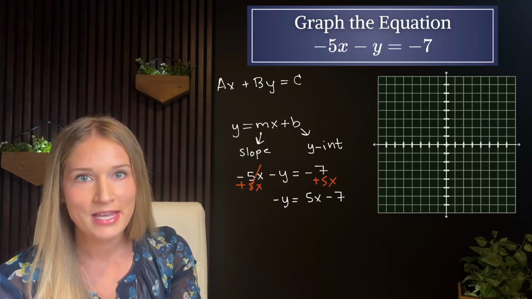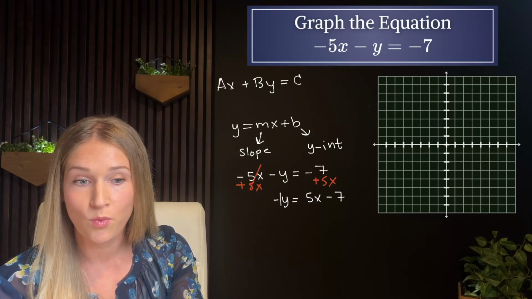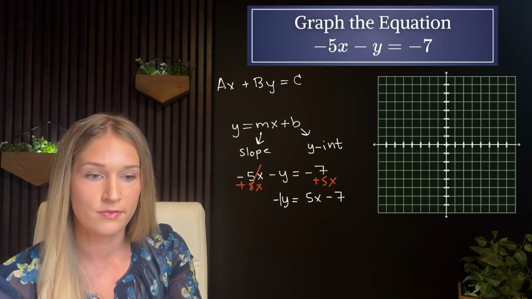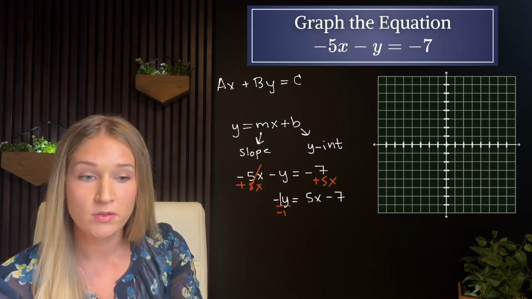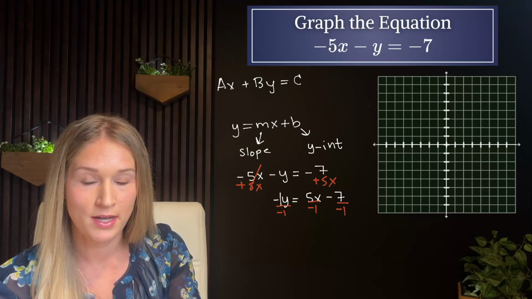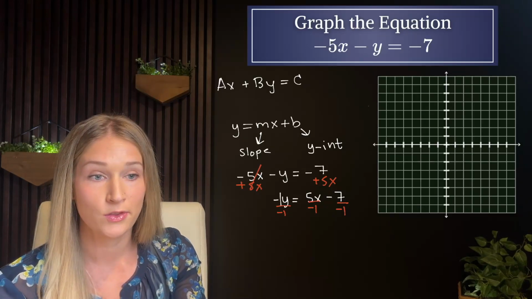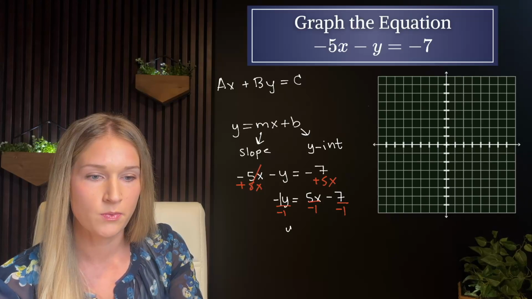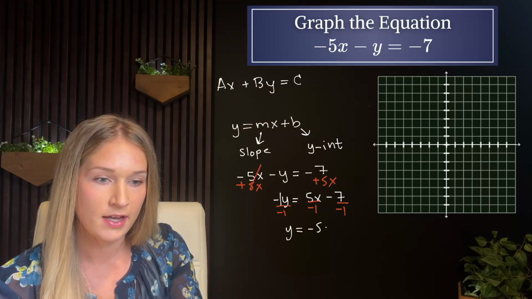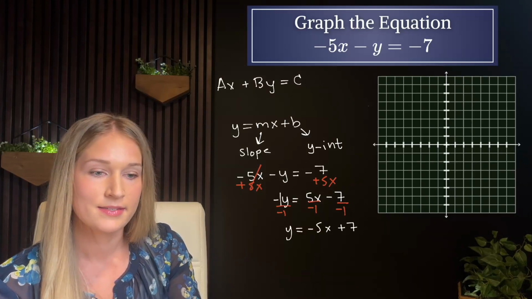But the y still has that negative in front, or a negative 1, so I'm going to go ahead and divide everything by a negative 1. When you're multiplying and dividing, remember that you do have to do it to everything in the whole equation. So I'm doing it in 3 different places here, and it leaves me with y, negative 5x, and positive 7.